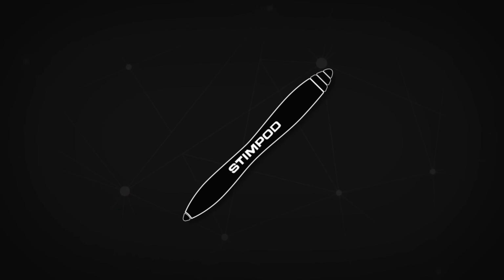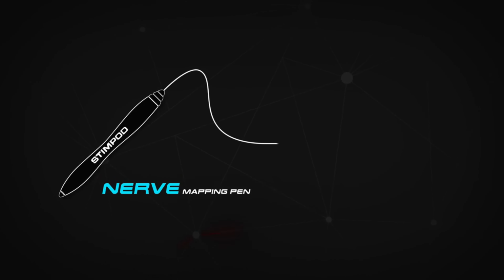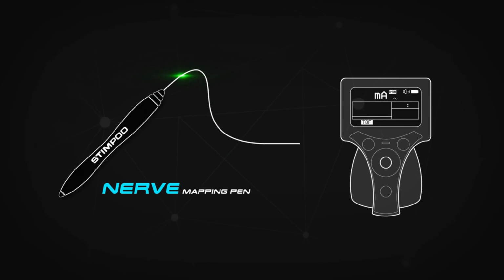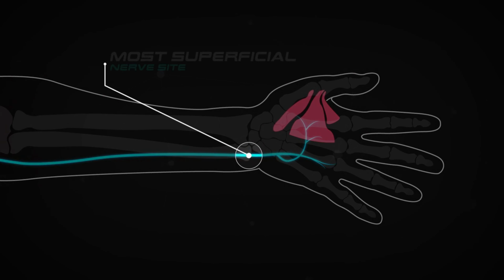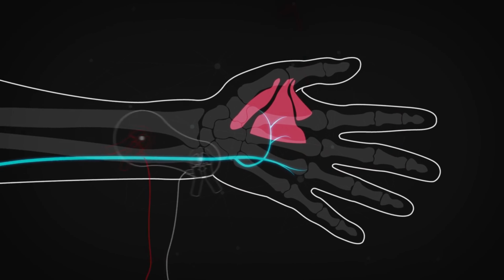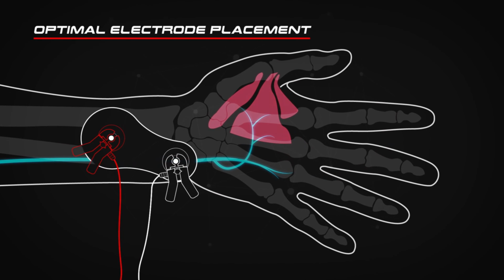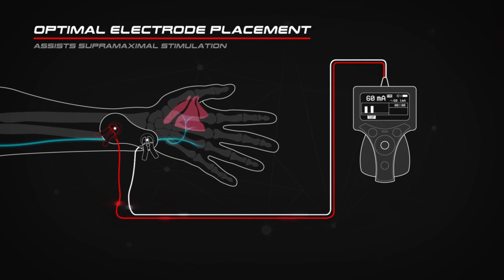In order to make locating of the optimal electrode placement with the Stimpod practical in a clinical setting, we recommend using the supplied nerve mapping pen in order to locate the most superficial aspect of the targeted nerve. If the electrode placement is optimal, assumptions can be made regarding the current intensity required to qualify as a supramaximal stimulation.